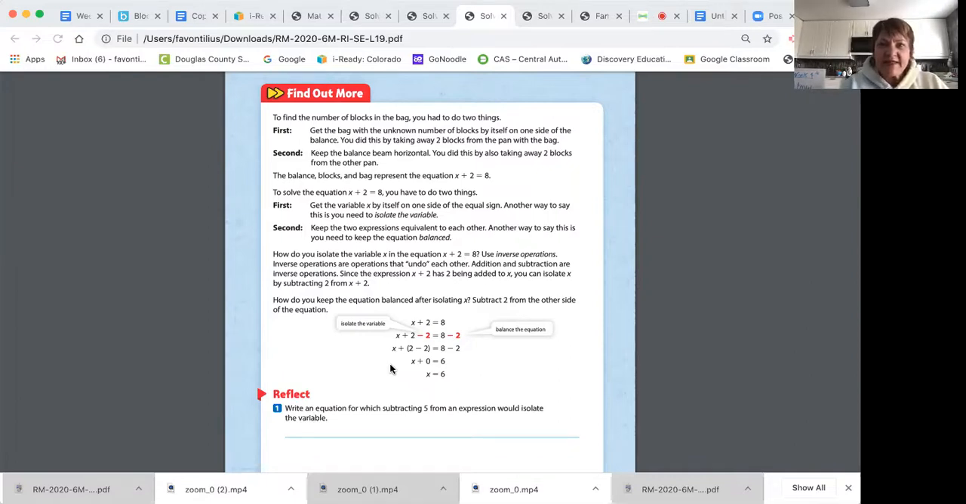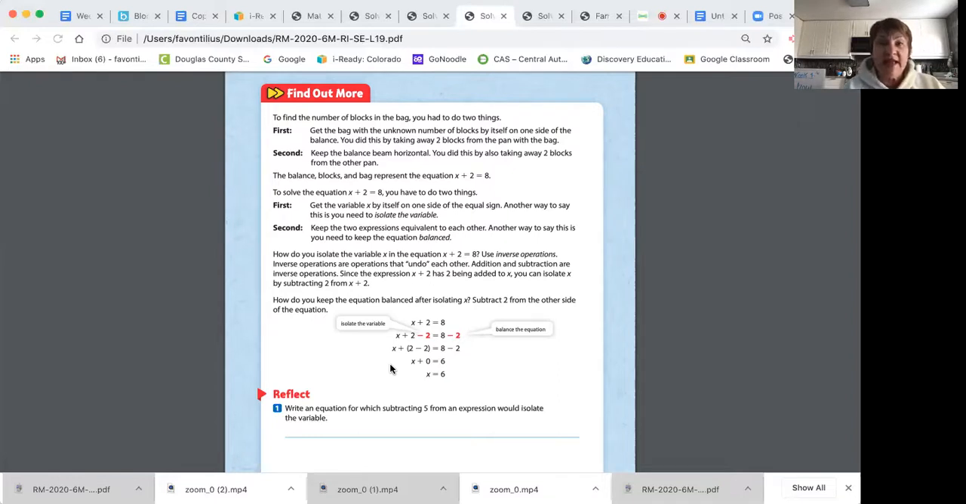To find the number of blocks in the bag, you had to do 2 things. First, get the bag with the unknown number of blocks by itself on one side of the balance. True. And you did this by taking away 2 blocks from that pan. Second, to keep the balance beam horizontal, you did this by also taking away 2 blocks from the other pan. The balance, blocks, and bag represent the equation x plus 2 equals 8. Oh yes, it was true, because there were 8 blocks on the other side.